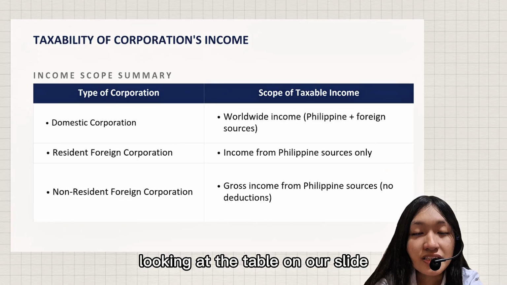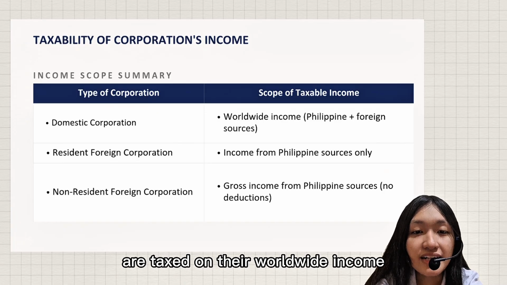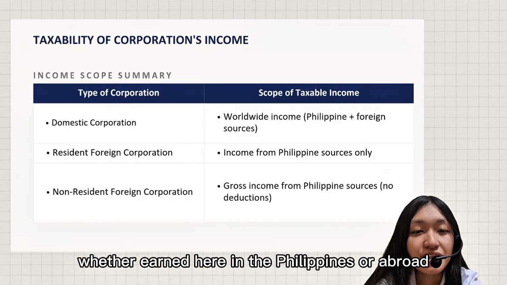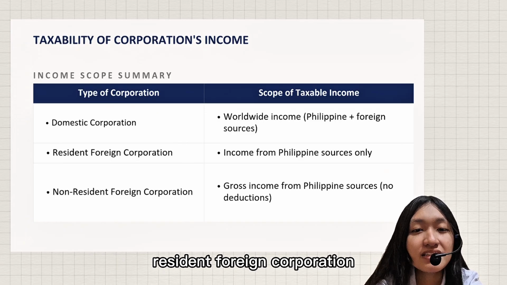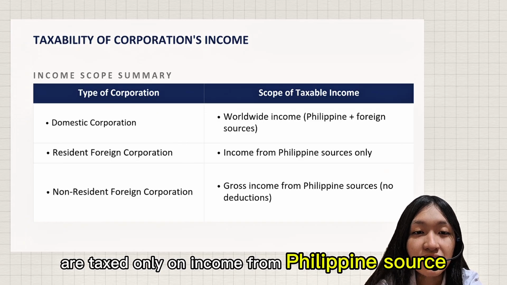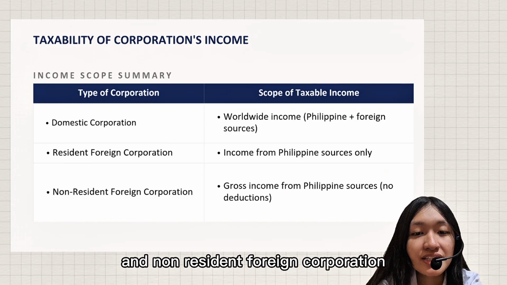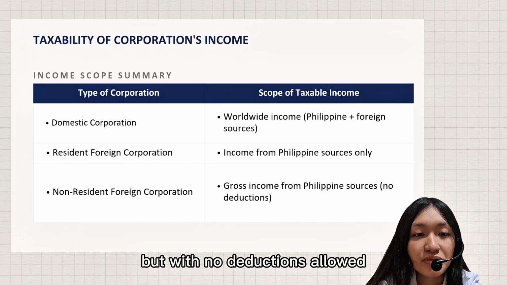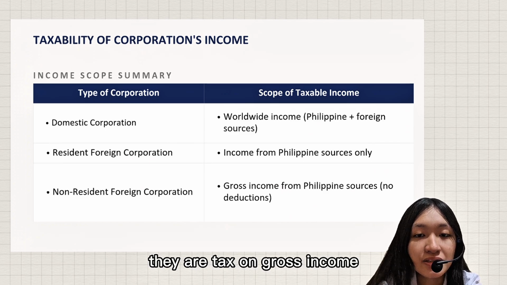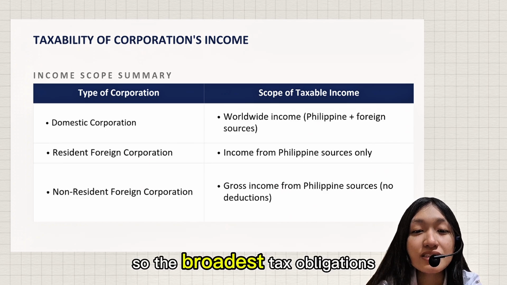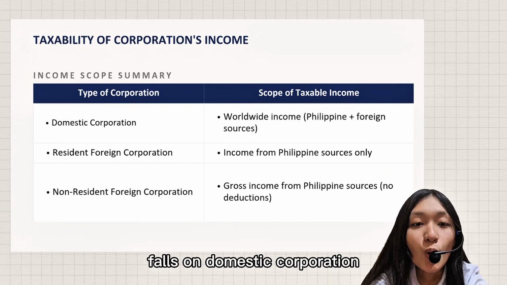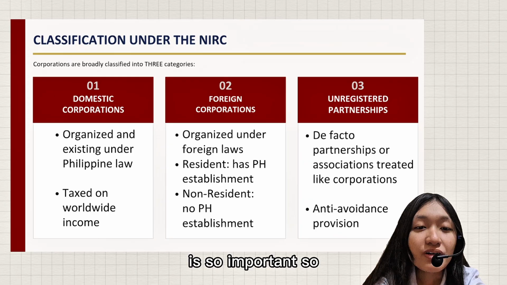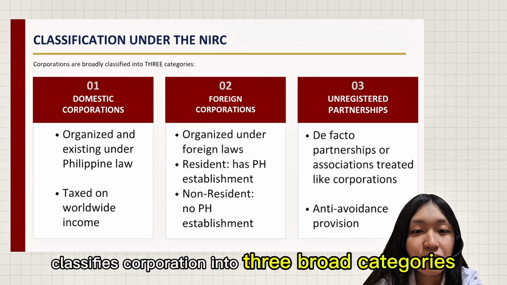Looking at the table on our slide, the domestic corporations are taxed on their worldwide income. So meaning all their income, whether earned here in the Philippines or abroad. Resident foreign corporations are taxed only on income from Philippine sources. And non-resident foreign corporations are also taxed only on Philippine source income, but with no deductions allowed. They are taxed on gross income. So the broadest tax obligation falls on domestic corporation, which is why understanding what makes a corporation domestic is so important.